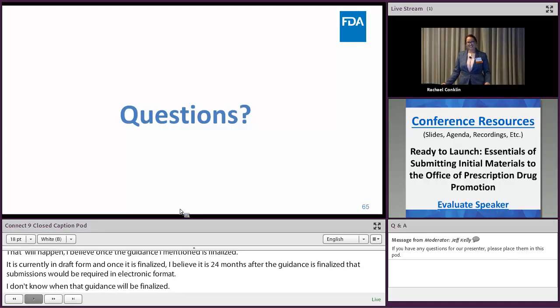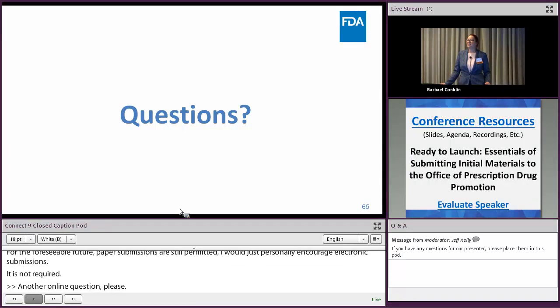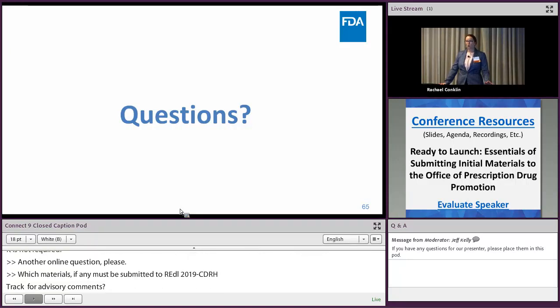Another online question, please. Which materials, if any, must be submitted to OPDP for advisory comments? So unless you have a product that is approved under accelerated approval, or there are a couple of other limited exceptions. So there are drugs that are approved when human efficacy studies are not ethical or feasible, and drugs approved under the limited population pathway for antibacterial and antifungal drugs. I've never run into those particular instances, so it's mostly from our perspective accelerated approval products.